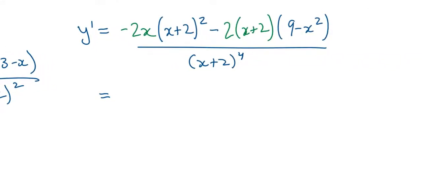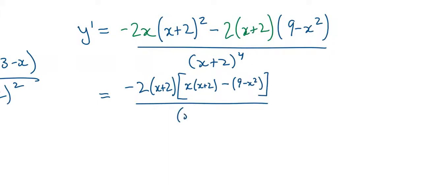I'm going to factor out the negative and the 2. And all I have left is an x plus 2, because I've got x plus 2 in both. This one's left with x times x plus 2. I factored out the 2. I factored out the x plus 2, so I'm just left with 9 minus x squared. That's gone with that.